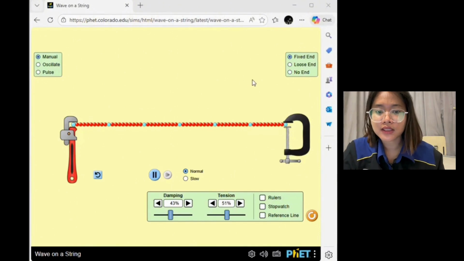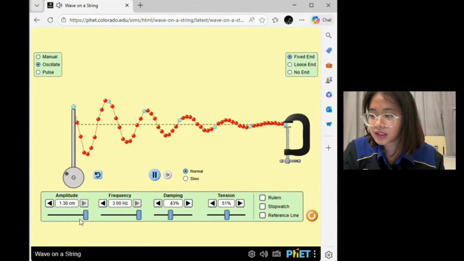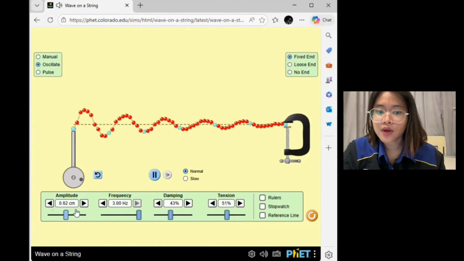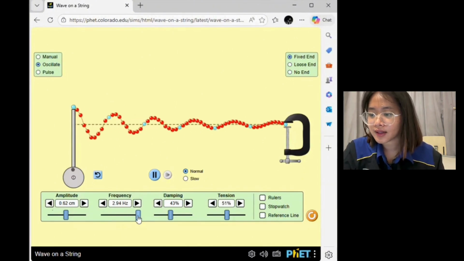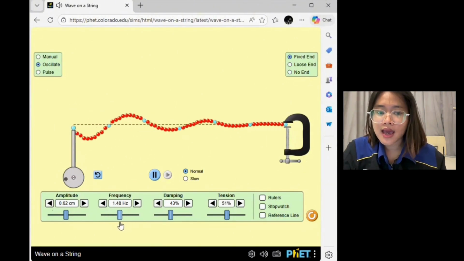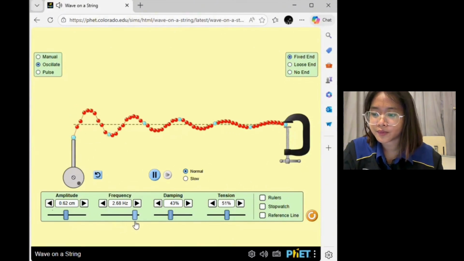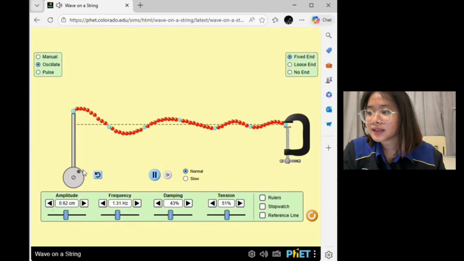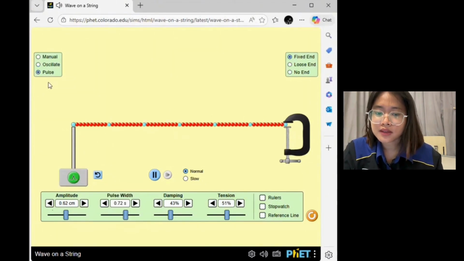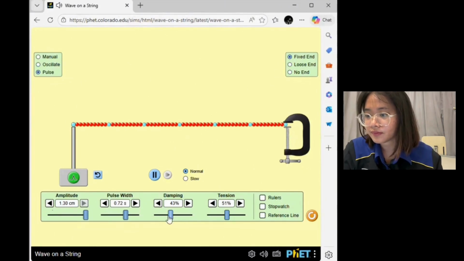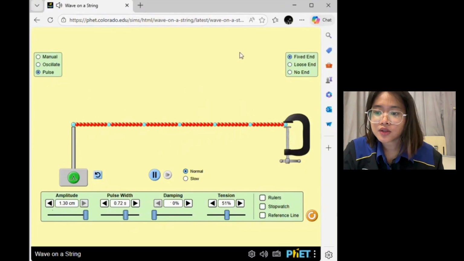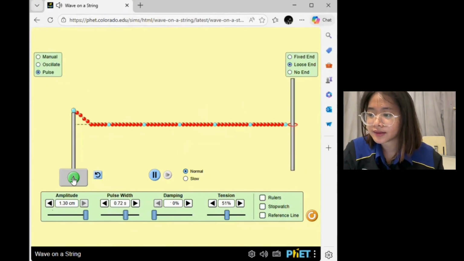Now I will discuss the 5 key findings from our result. The first one is properties. First, we confirm that the amplitude represents energy. We also found an inverse relationship between frequency and wavelength. As frequency goes up, wavelength goes down. Next is our comparison. We observe that a fixed end flips the wave upside down, and the loose end reflects it upright.